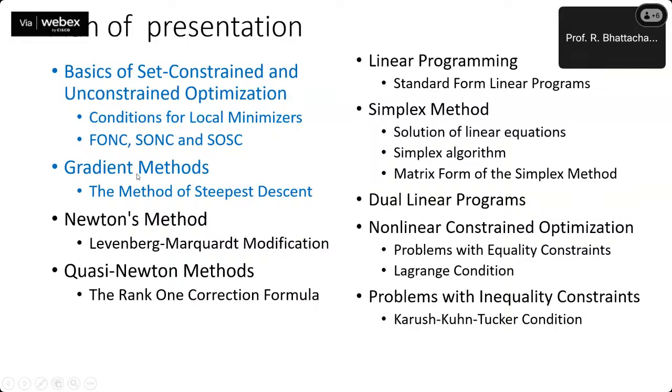I'll try to cover in today's discussion the very basics of set constrained and unconstrained optimization. Conditions for a local minimizer: we call them FONC, first order necessary condition, SONC, second order necessary condition, and SOSC, second order sufficient condition, based on which you can tell whether you have solved an optimization problem or not. And gradient methods, these are very much in use even in data science and AI. The gradient methods are very popular. So I will just touch upon these few topics given the constraint of time, and we'll try to see them in a little bit more detail.